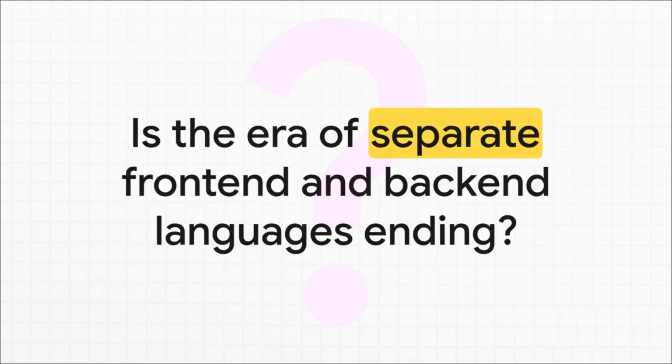And this all leaves us with a pretty fascinating question to think about. When tools like Jac blur the lines this effectively, are we starting to see the beginning of the end for the traditional, strictly separated front-end and back-end languages? It's definitely something to chew on.